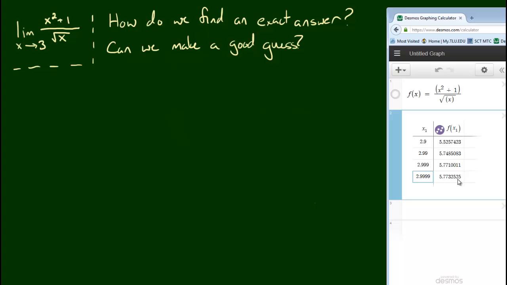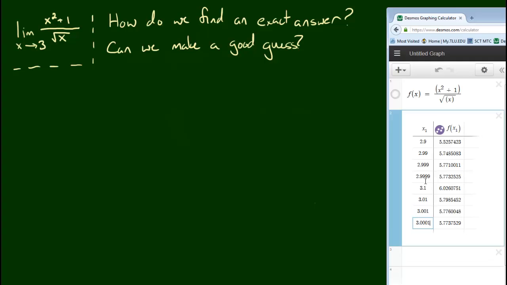But this doesn't seem to be heading anywhere exact, and so the best I'm going to be able to do, I may not find an exact answer here, I'm just going to find a good guess. And that's okay, but we'd like to get the exact answer if we can. And so let's go ahead and try something. Maybe we'll try to approach 3 from the other direction. So we'll start with 3.1, 3.01, and just keep going.